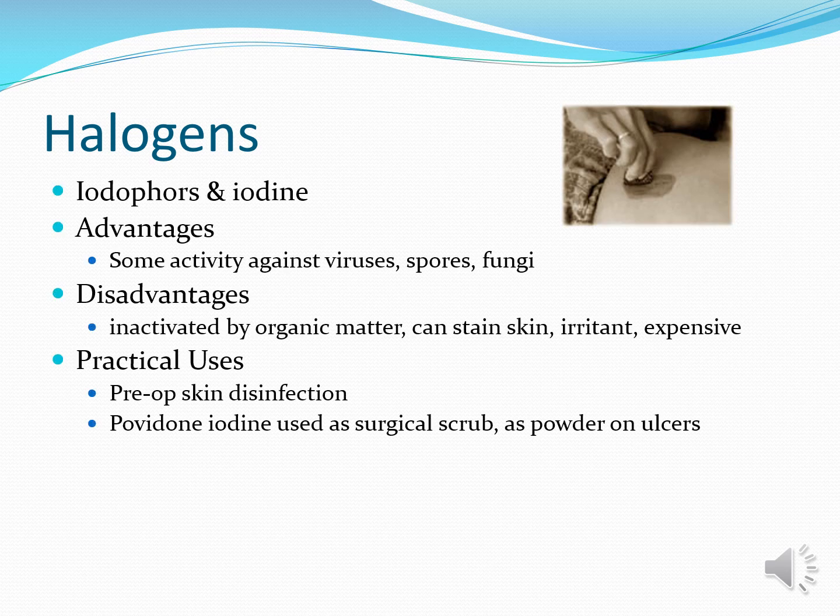The iodophores and iodines. The advantages are they may be active against some viruses, fungi and spores. They are also inactivated by organic matter and they can stain skin. They may be irritant to the skin and are expensive. The practical use: they are used as a pre-op skin disinfectant. An example like povidone iodine, which is commonly called Betadine, is also used as a surgical scrub, as powder and on ulcers.